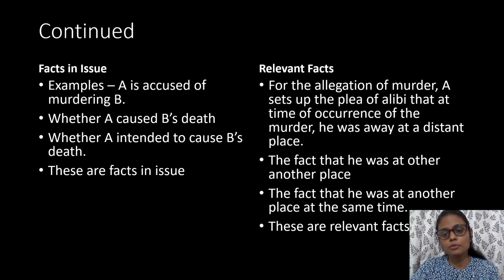murder, A sets up the plea of alibi, that at the occurrence of the murder he was at a distant place. Distant means a place quite far away, meaning he cannot commute to the place of the incident in a reasonable time. The fact that he was at another place at the same time, these are what? Relevant facts. These facts constitute facts which would be relevant in proving the facts in issue. So this is the example and difference between the facts in issue and relevant facts.